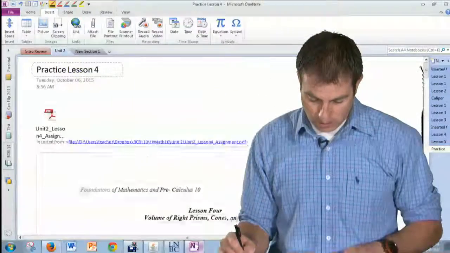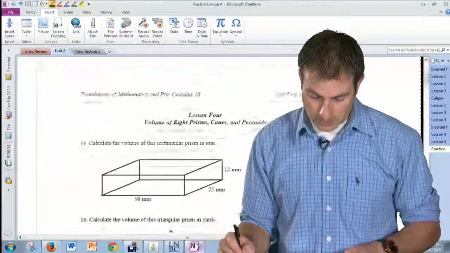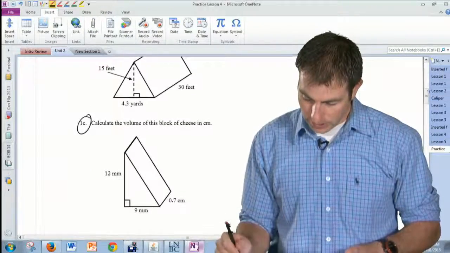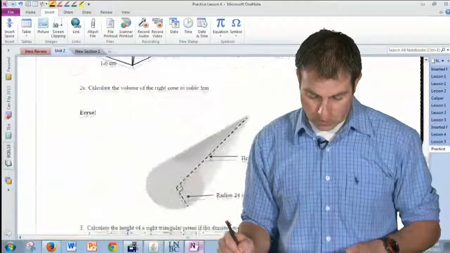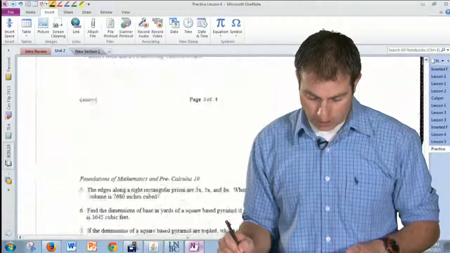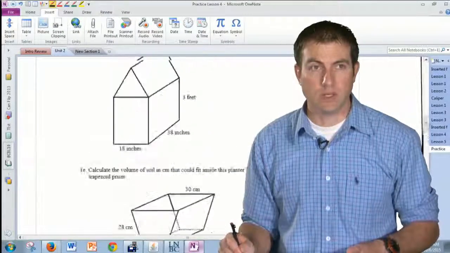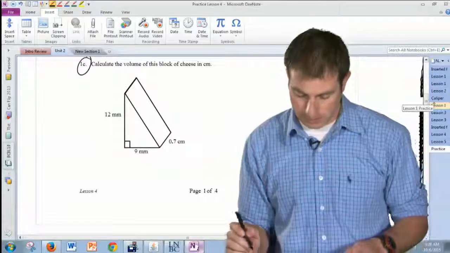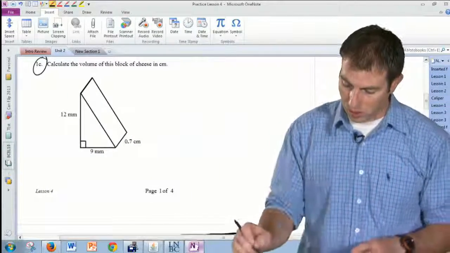So a few that people had posted in were number 1C, so I'll do that one for sure. There was a couple more, 2B, and then number 4, and then a few of these word problems. So I'll definitely do a couple of these. How about 1C to start? The volume of the block.